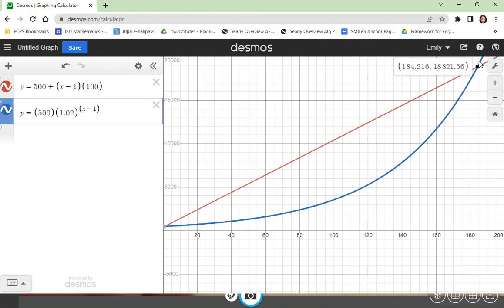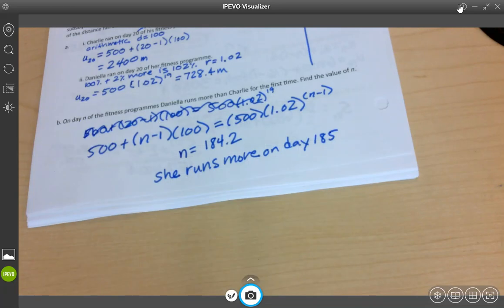Okay? So on my paper, I know you can't see it yet, I'm going to write n equals 184.2. And then I'll say she runs more on day 185. All right, very good.